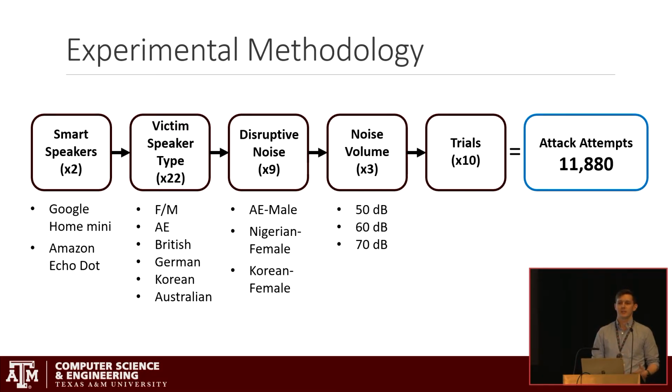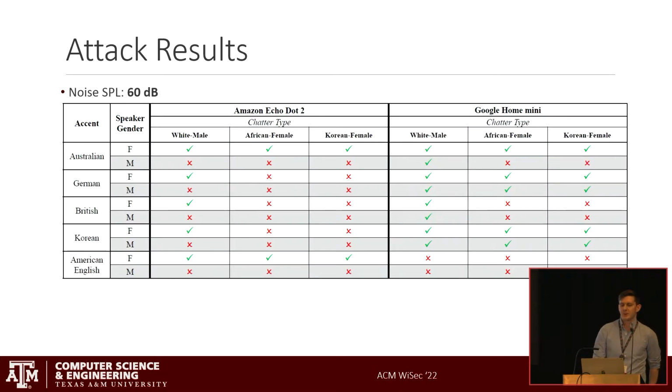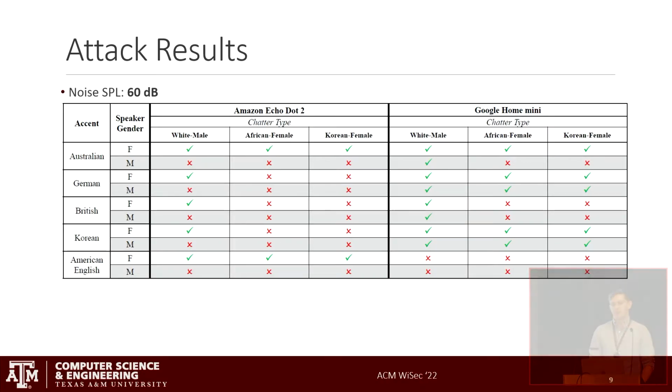And successful command disruption could be not only straight up getting the legitimate command to be ignored and nothing happening on the smart device, or it getting misrecognized as something else or something that's not useful or doesn't achieve the desired result. So this table summarizes our results in terms of scenarios where we saw instances of successful command disruption versus no success at disrupting the command for each of the different smart speakers and speaker types and noise types that we looked at. These results are specific to the experiments where the noise was played at 60 decibels.